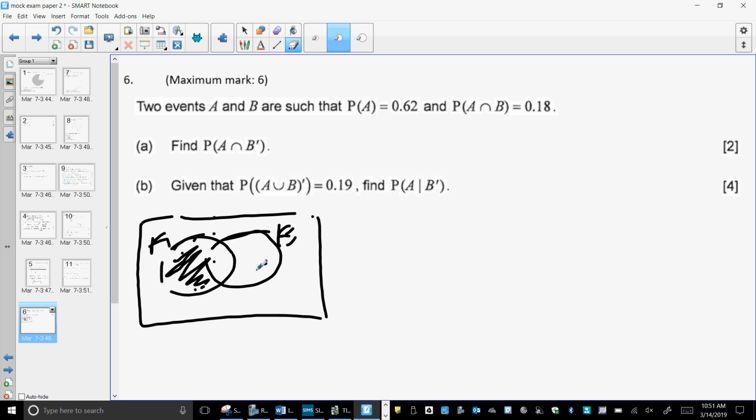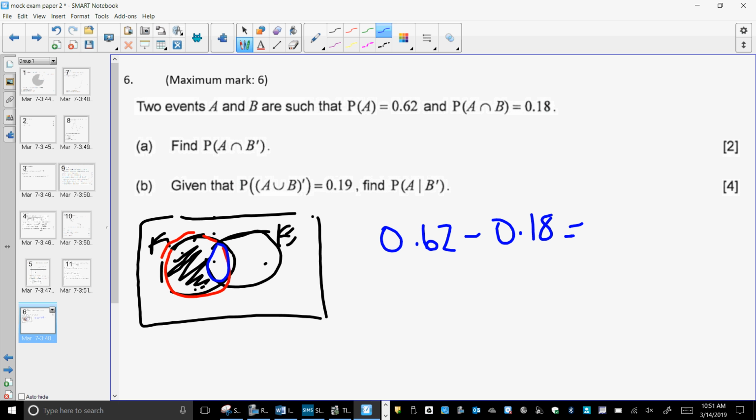Now we know that P(A) is 0.62, so we know that this whole circle is 0.62, and we know that this intersection is 0.18, so therefore the shaded bit must be 0.62 subtract 0.18, which is 0.44. Okay.